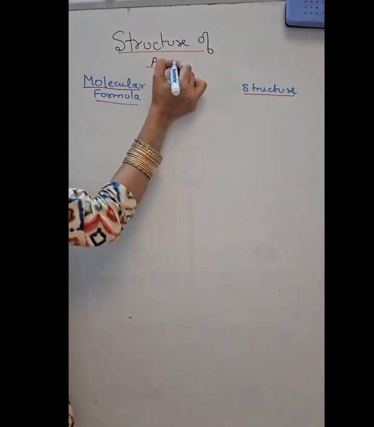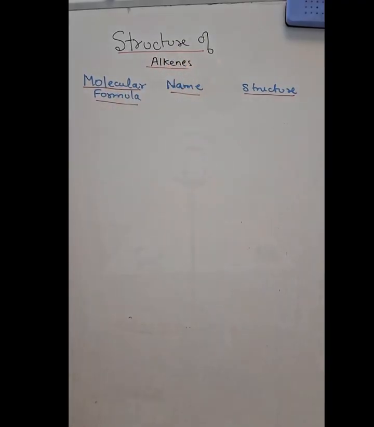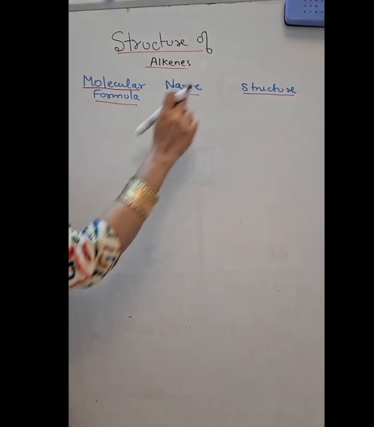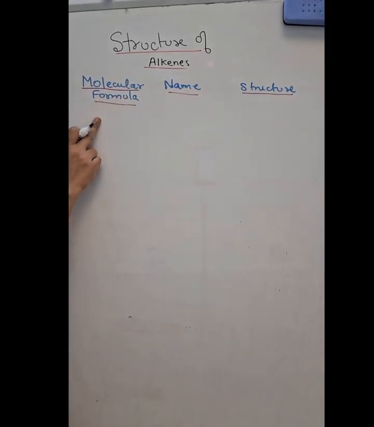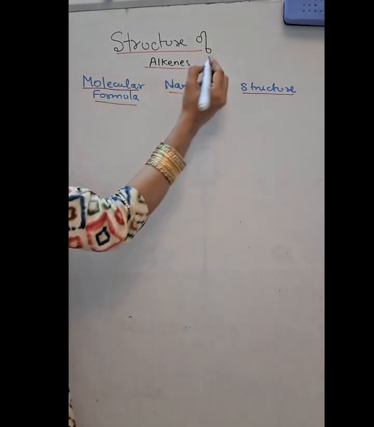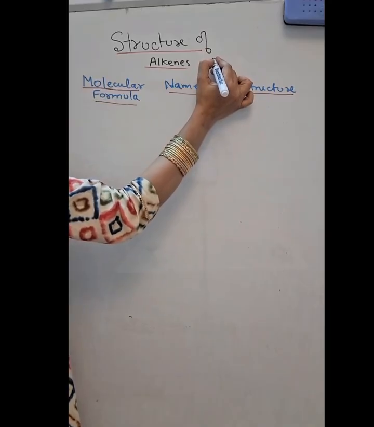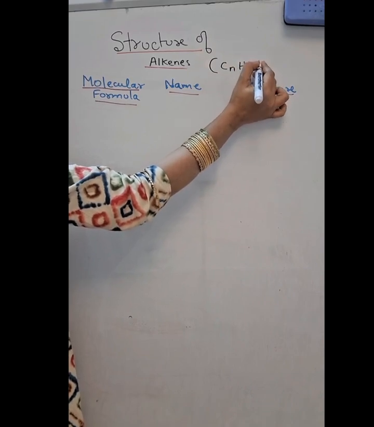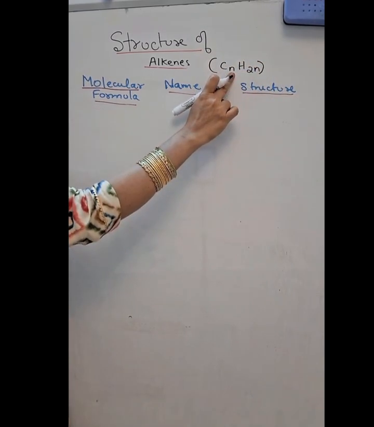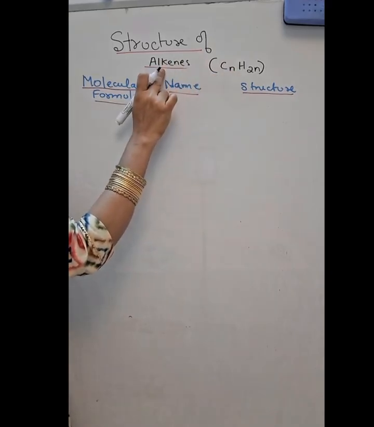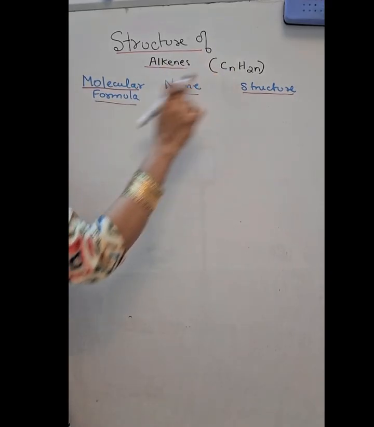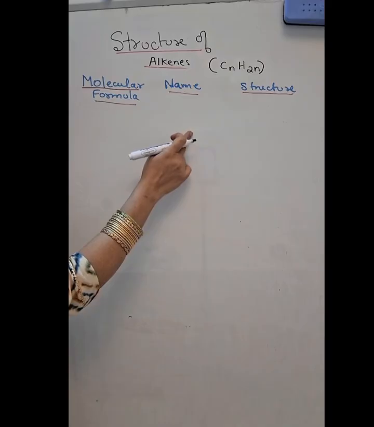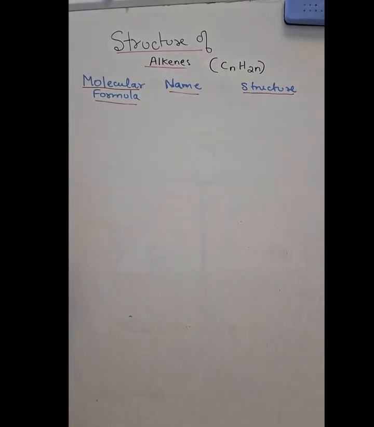Okay, alkenes. So we will learn the structure of alkenes. Now, in order to understand the structure, we should know either its name or its molecular formula. In our previous classes, we have already done how we can get the molecular formula from the general formula. CnH2n is the general formula for alkenes. By using this formula we get the molecular formula, and from the molecular formula we can name the alkene, and from its name we can find out the structure.